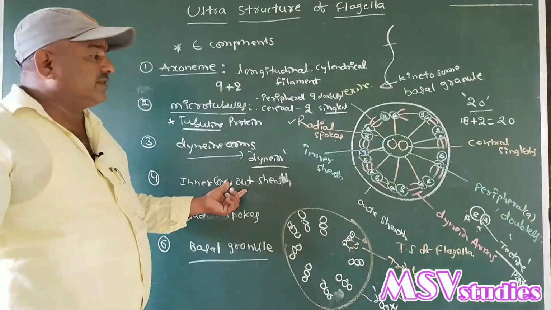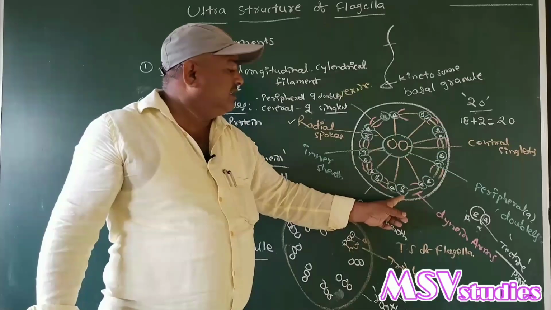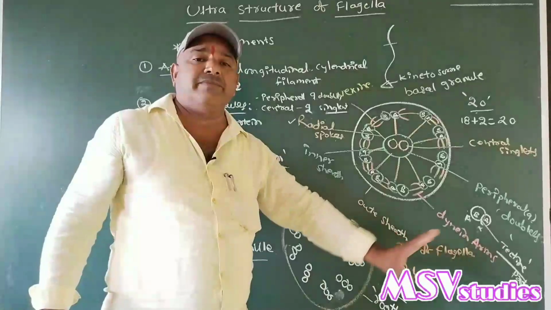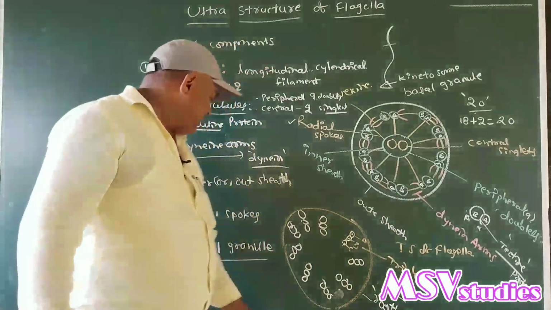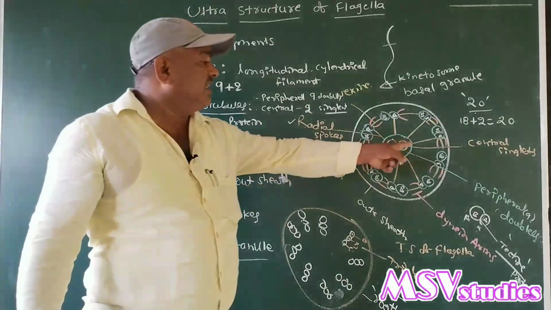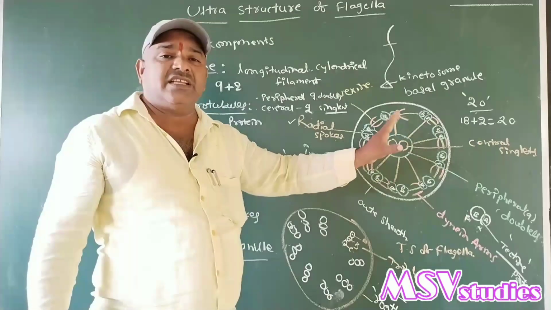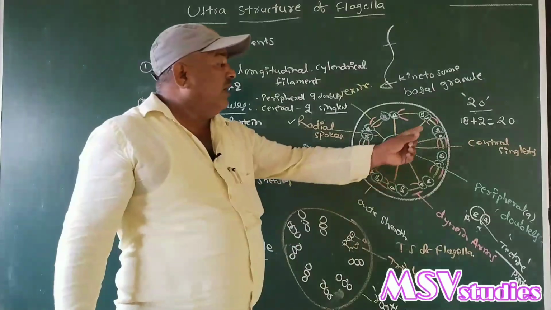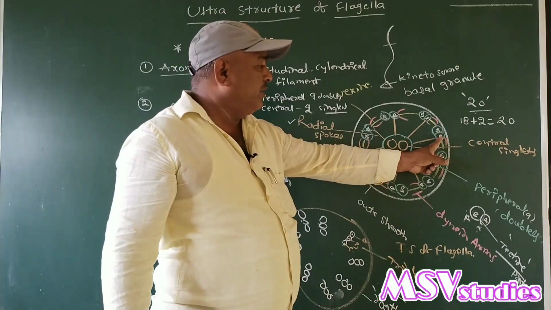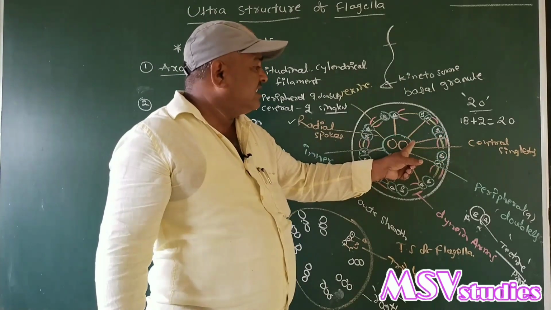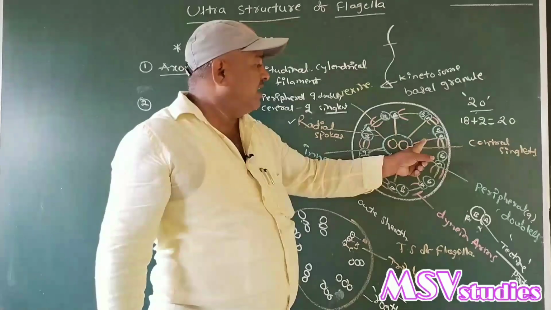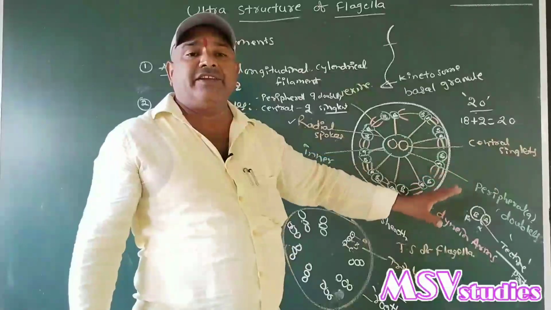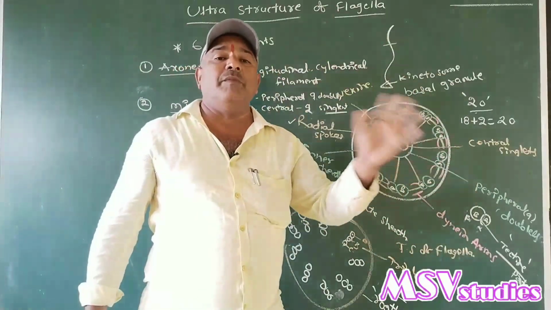And inner and outer sheath. The outer sheath covers the peripheral microtubules at the axoneme area. It is an extension of the plasma membrane of the basal granule. Next, the inner sheath. The central singlets are covered with an elastic inner sheath. And next, radial spokes. The A microtubule connects with the inner sheath by elastic fibers. They are called radial spokes. They also restrict the bending of the peripheral microtubules whenever the flagella moves.